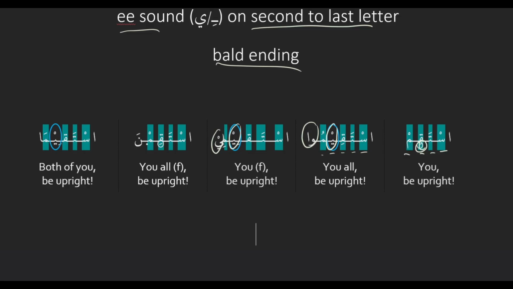This word as well, more than 3 letters. Ignore the indicator, sukun and na. Second to last letter is the qaf, and that has a kasra. And then istaqima, more than 4 letters. Ignore the indicator. Second to last is a ya. Is that clear? So if you have an action that has more than 3 letters, then you want to check the second to last letter. If it has an E sound, then it's a command.